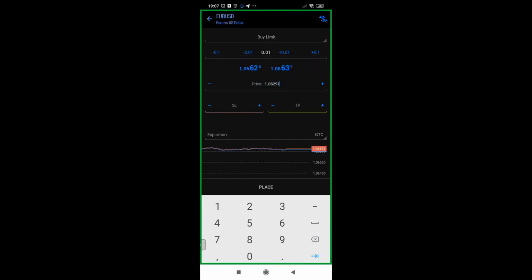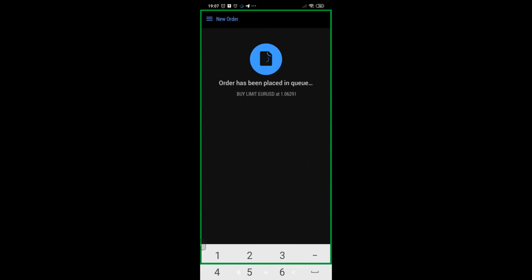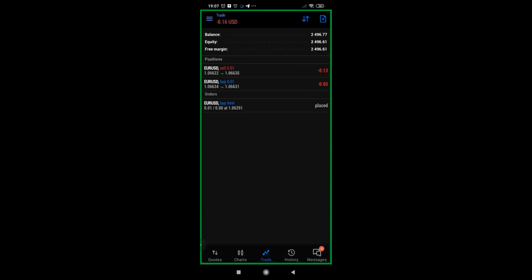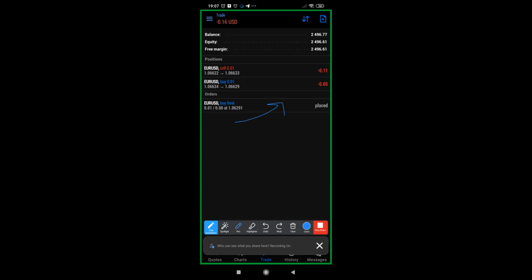Yeah, so over here at the top, remember to always check your lot size. Very, very important. So you put your stop loss, you put your take profit, and then you click on place. When you click on place, you can see it's a pending order. This pending order is not going to trigger until price gets to that particular zone.